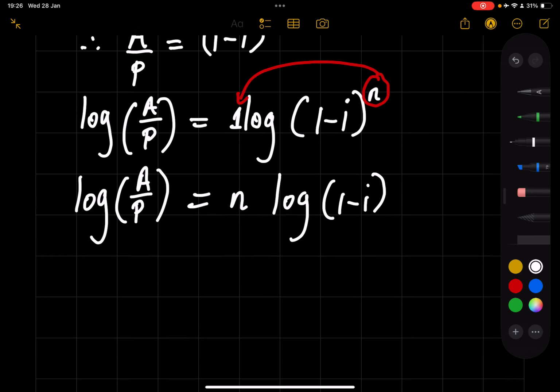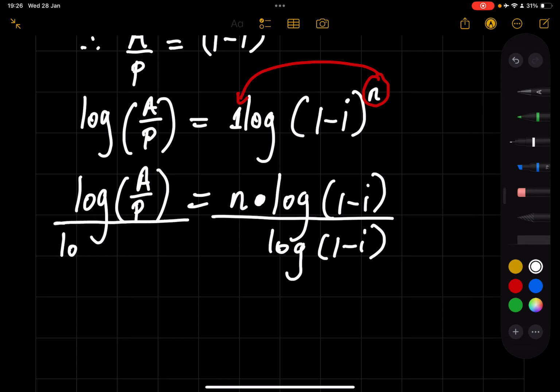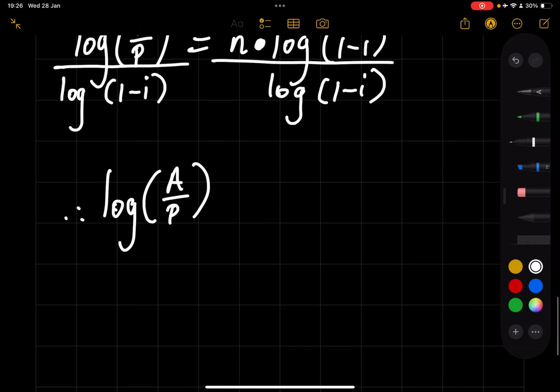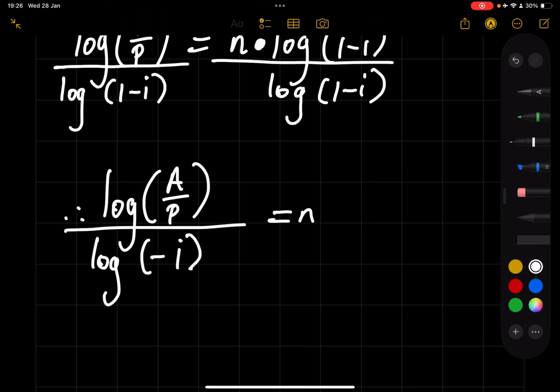And to isolate the n, we need to divide by log(1 minus i). Because it's multiplying the n, we remove it by division. So whatever we do on the right, we must also do on the left. Therefore, we can see that we have log A over P all over log(1 minus i) is equal to n. Sorry, here it's 1 minus i. And that is your final answer. You have successfully isolated the n.